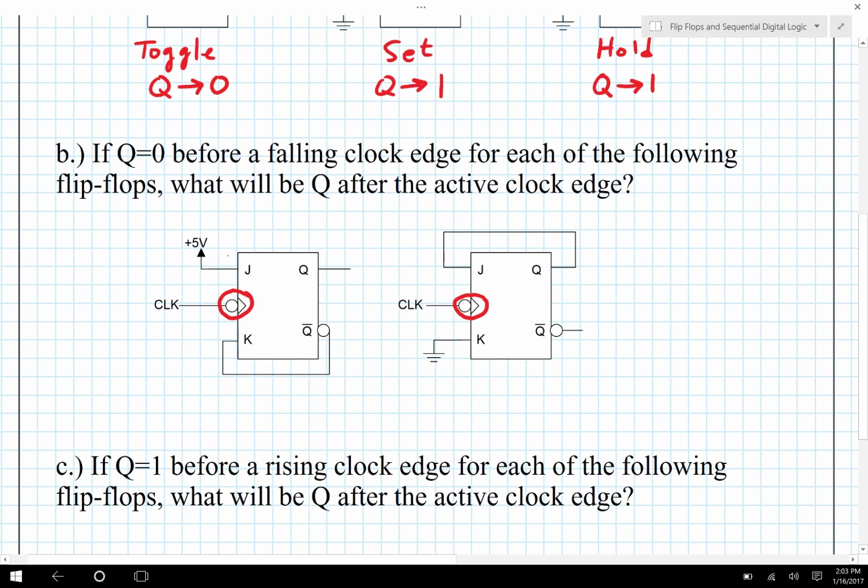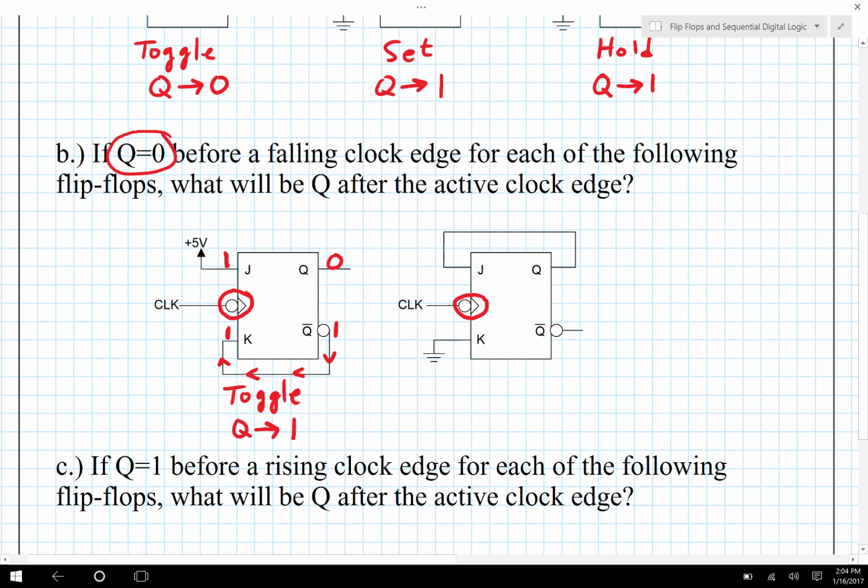We see that J still contains a 1 right here, but K is attached to Q bar. Now this is entirely feasible. It's actually done quite a bit. Q contains a 0 before the active clock edge. So if Q contains a 0, then Q bar must contain a 1. And that Q bar is going to be fed back into K, so that K will also contain a 1. J equals 1, K equals 1. This is toggle configuration. And since this is toggle and it used to contain a 0, Q is now going to transition to the opposite, which will be a 1.